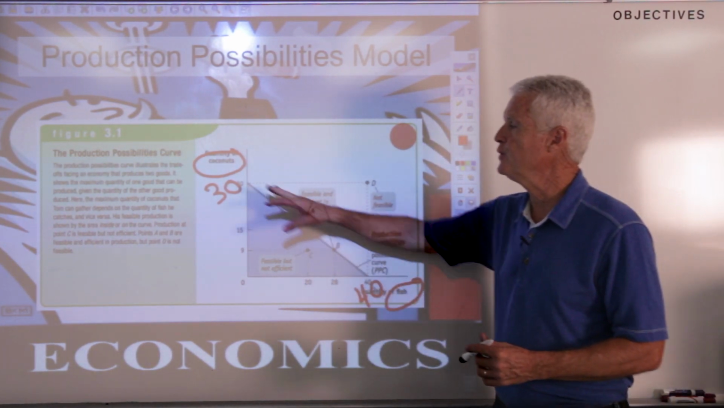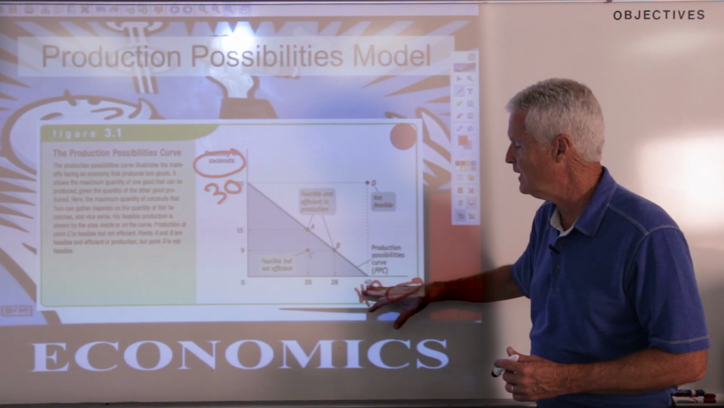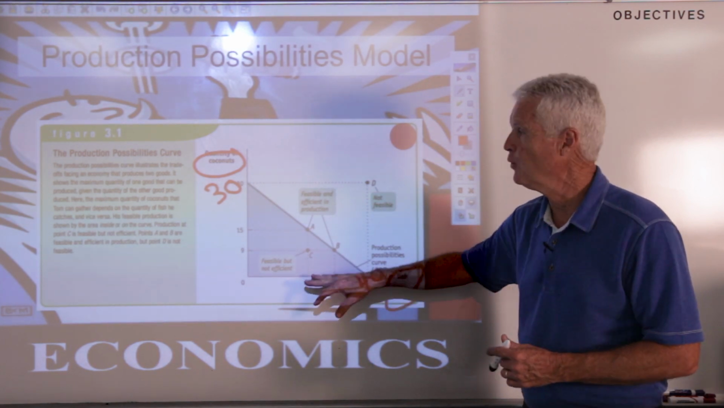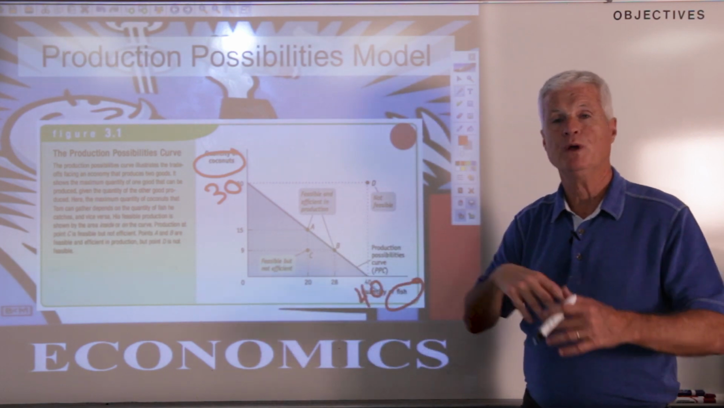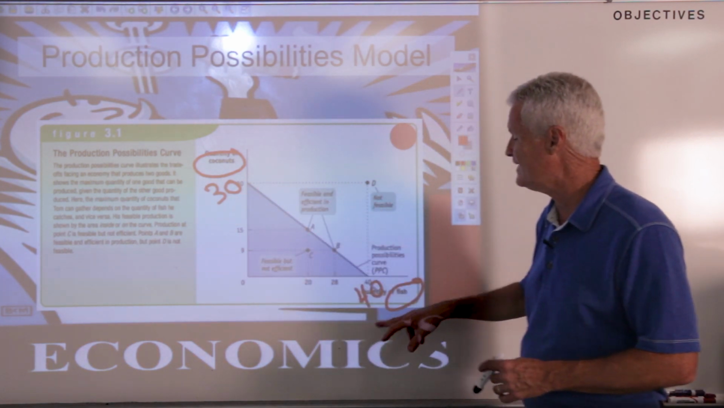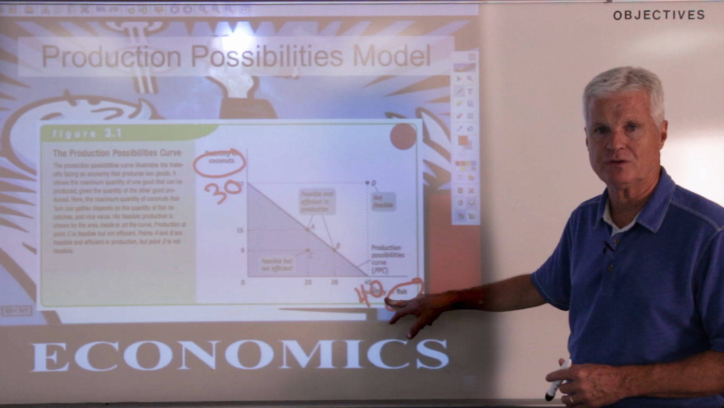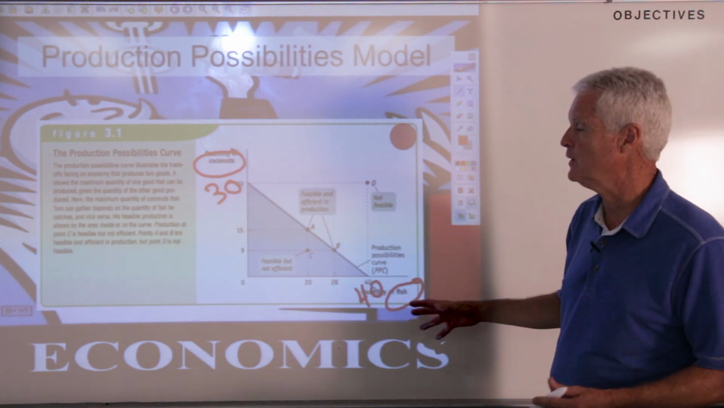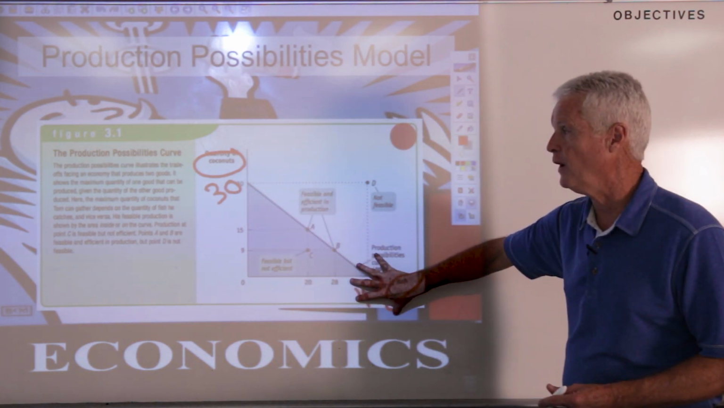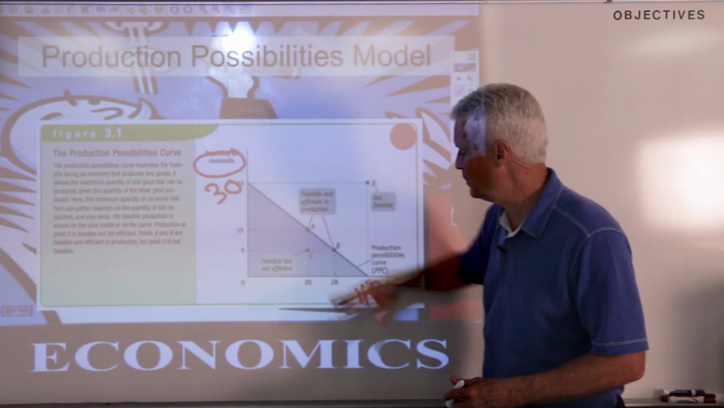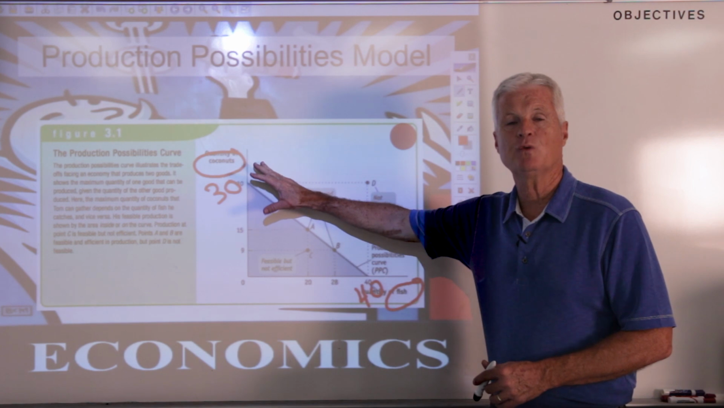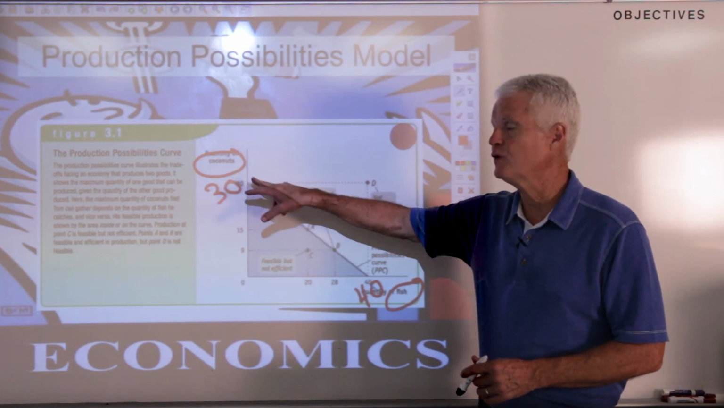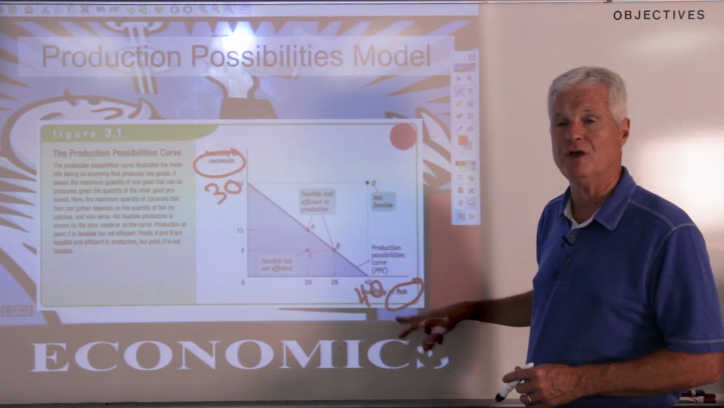But in order to produce coconuts, we have to give up fish. In order to produce fish, we have to give up coconuts. We can't produce 30 coconuts and 40 fish. Okay, that's opportunity cost. So you should have this drawn. Coconuts up here, fish down here. Don't worry about the numbers. Just realize it shows the trade-off between coconuts and fish.